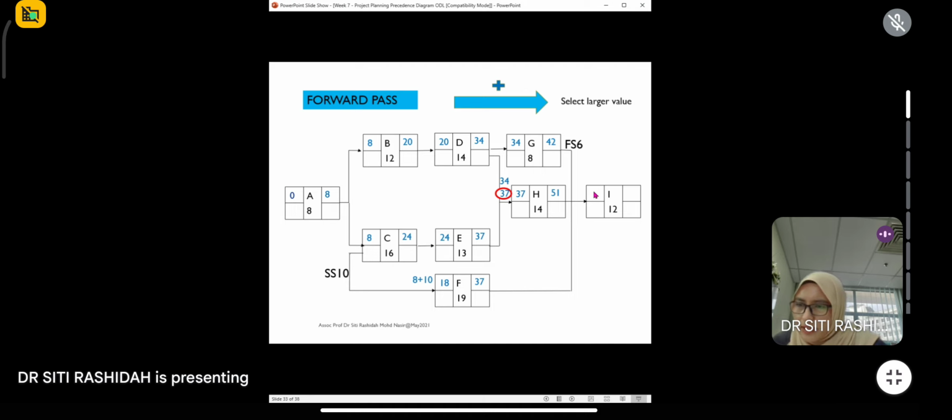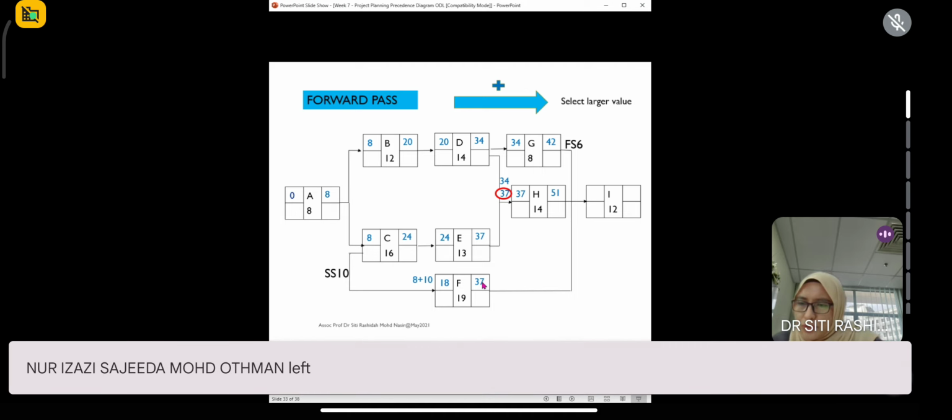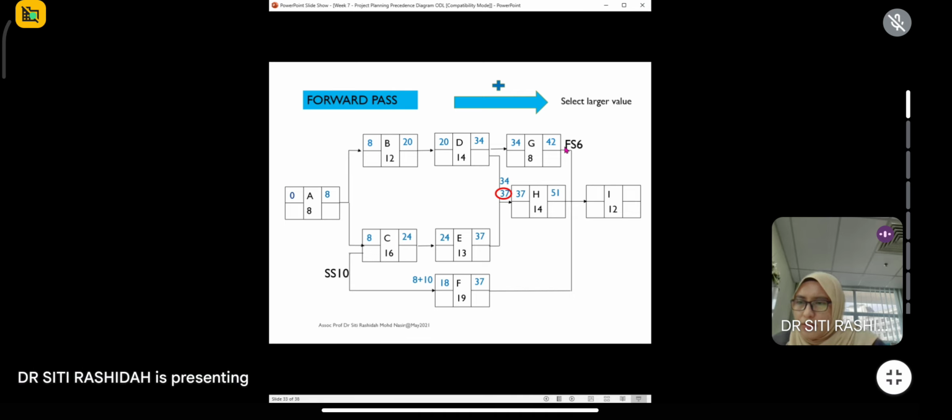Okay, macam mana nak selesaikan kotaknya ni? Kita ada 37, kita ada 51, but don't forget this. Ni finish to start 6. Maksudnya finish of G will affect the starts of I. So maksudnya di sini 42 campur 6. That is why you get 48 daripada this arrow. And this arrow pula datang daripada sini adalah 51. Dan kita tengok this arrow pula datang daripada sini adalah 37.